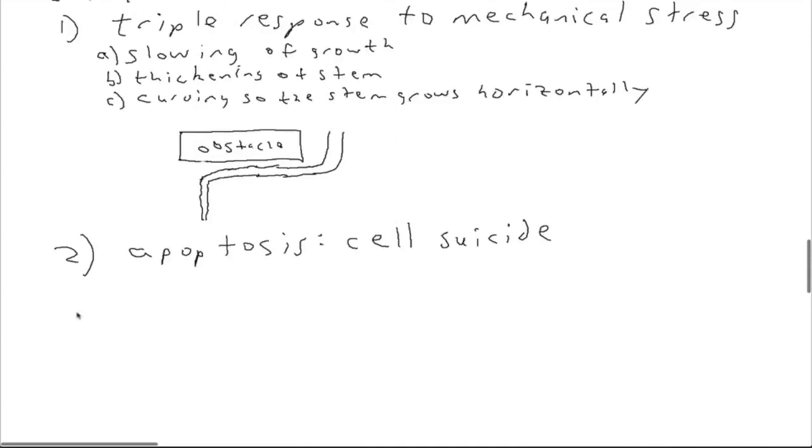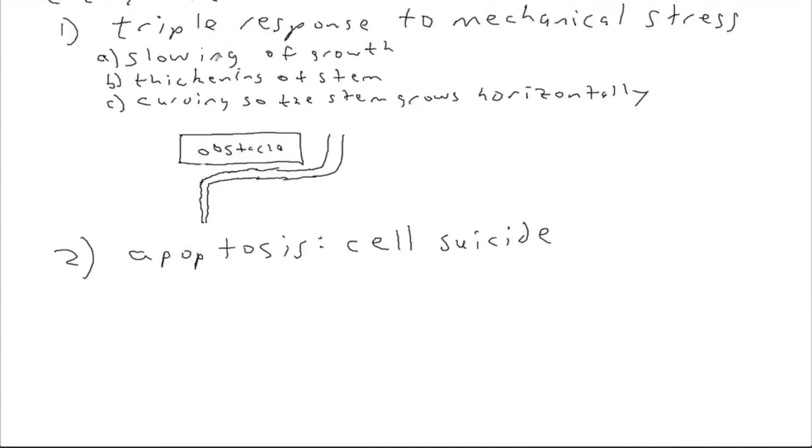Okay, there's a little confusion there. When it starts growing vertically again, that's not really considered part of the triple response. That's the end of the triple response. So the one that you were missing there was just the slowing of growth. Oh yeah, slowing. So there's a slowing of the stem's elongation, a thickening of the stem, and then a curving. So I memorized this as slowing, thickening, curving.